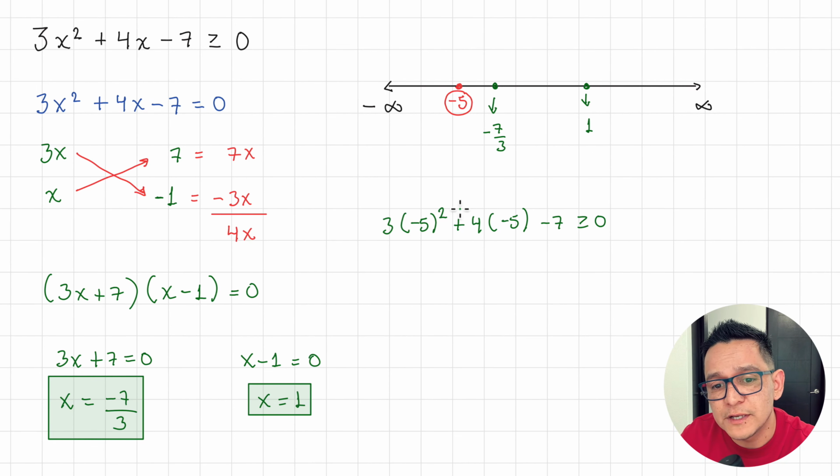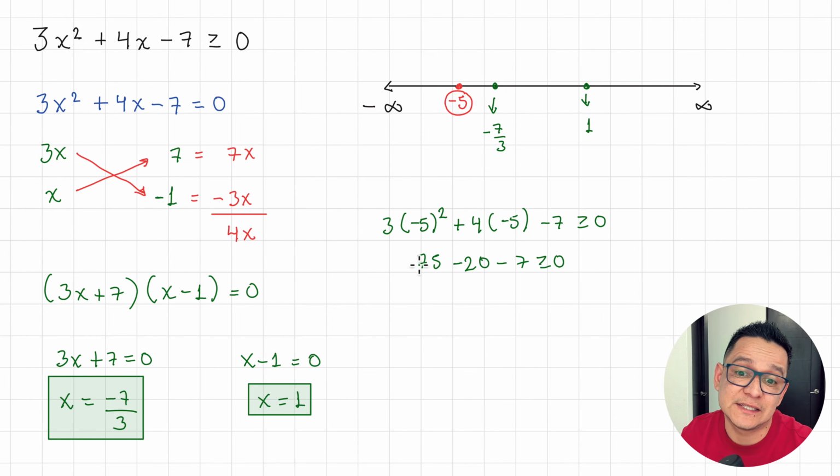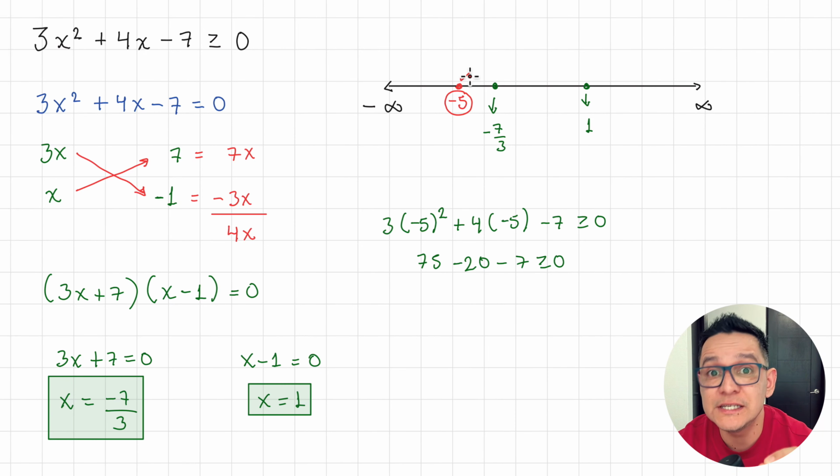Negative 5 squared is positive 25, and 25 times 3 is 75. Here we have positive 4 times negative 5, which gives me negative 20, and over here we have negative 7. Now, even without doing this operation, you'll agree with me that this is greater than or equal to 0, right? Because 75 minus 20 minus 7 does give me a positive value. So this is greater than or equal to 0. So, does that mean that for negative 5 it is satisfied? In other words, that this inequality is true? For the interval from negative infinity to negative 7/3, for that value, or for that interval, it is satisfied.